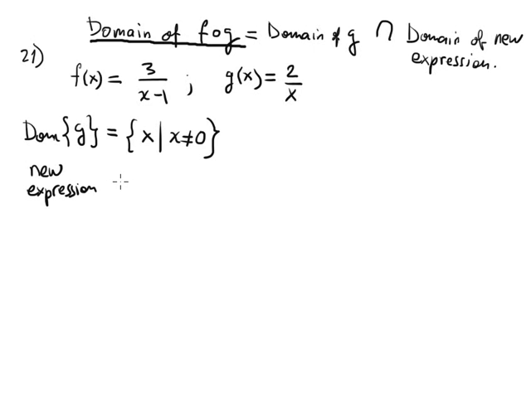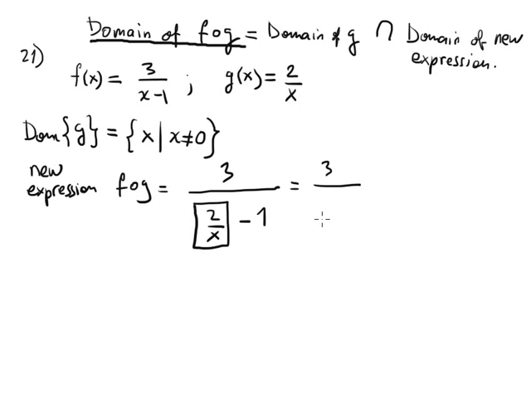F composition G is like a 3 over box minus 1, 2 over x. Okay, G inside F, this is like a 3 over the common denominator x, 2 minus x. Now flip it, this is 3 over 1 times x over 2 minus x.